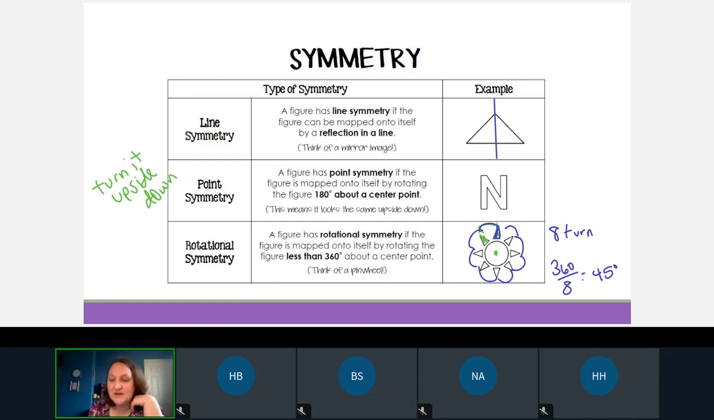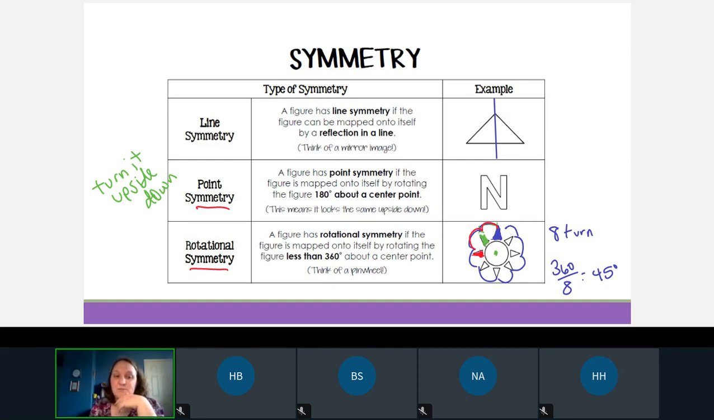So if I turn this 45 degrees, this blue point of my sun will land on the green point. If I turn it 45 degrees 2 times, which would be a 90-degree rotation, then my blue point would land on my red point, and so forth, until it made it all the way around. So each turn is worth 45 degrees. So a rotational symmetry is just you can rotate it less than 360 degrees, and it would land on top of itself, where point symmetry says you have to rotate it 180 degrees.